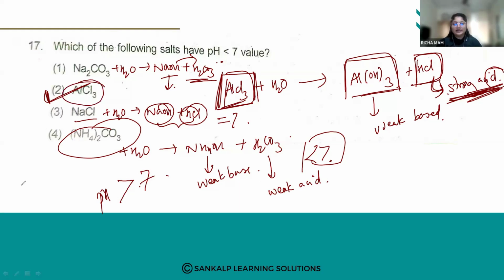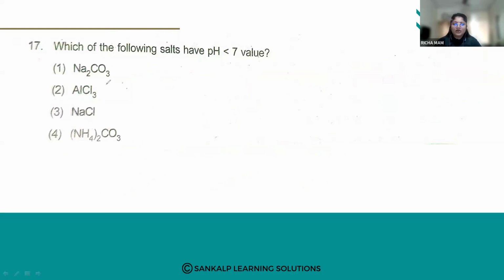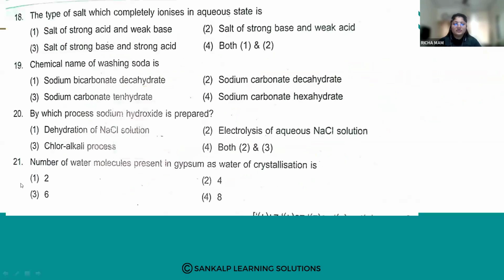Understood? Is it clear up to here? Okay. Let us go for the next question. The type of salt which completely ionizes in aqueous state is: first one, salt of strong acid and weak base. Second one, salt of strong base and weak acid. Third one, salt of strong base and strong acid. Fourth one, both 1 and 2.